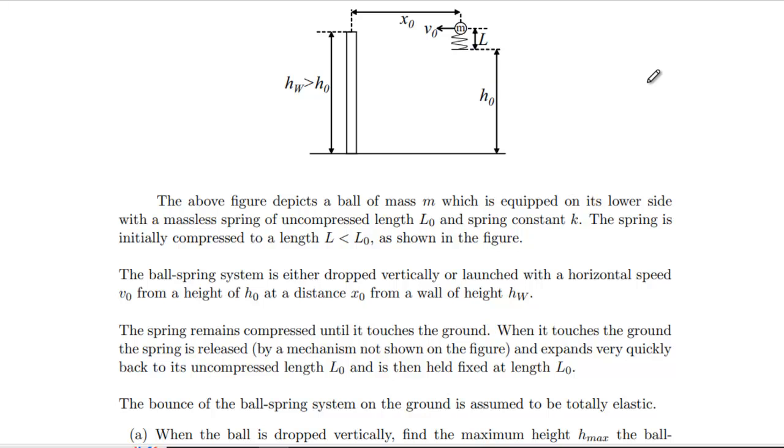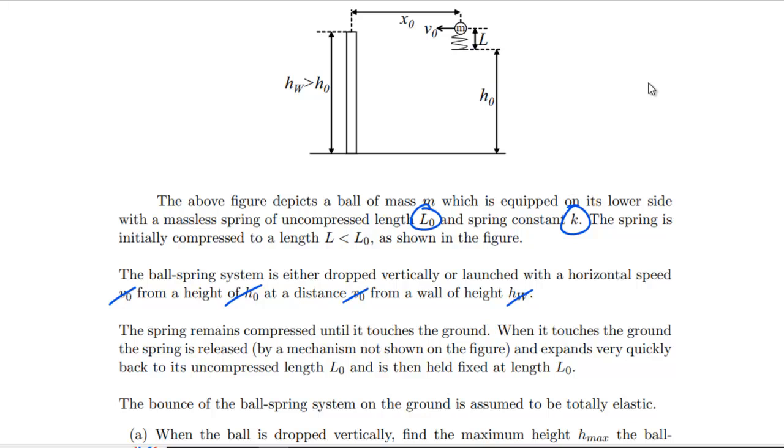Right, question 15. So we've got a mass M equipped on its lower side with a massless spring, uncompressed length L0. L0 is not in the picture. Spring constant K. The spring is initially compressed to a length L less than L0 as shown in the figure. The ball spring system is either dropped vertically or launched with a horizontal speed V0, height H0, from a distance X0 from a wall.